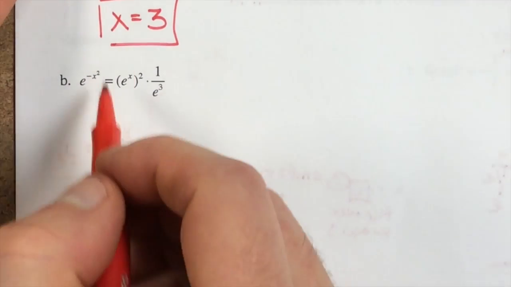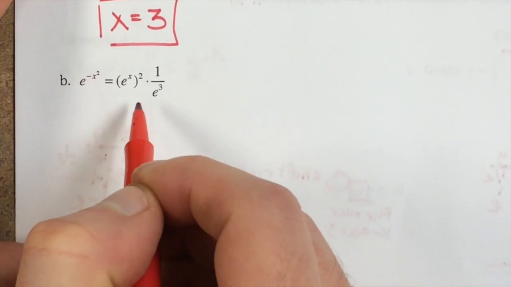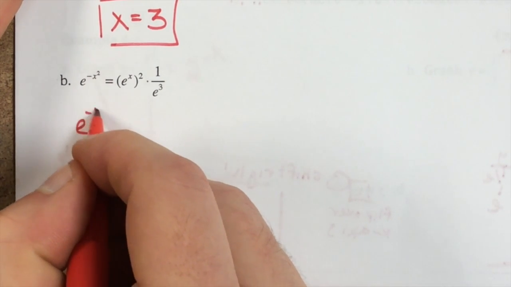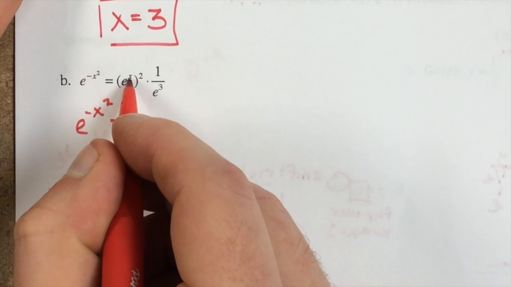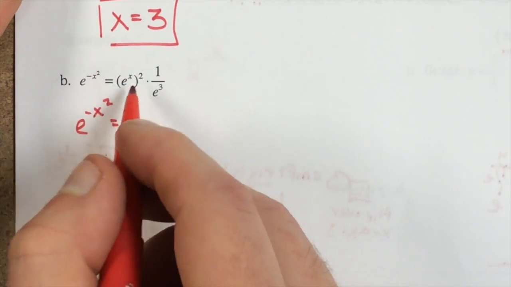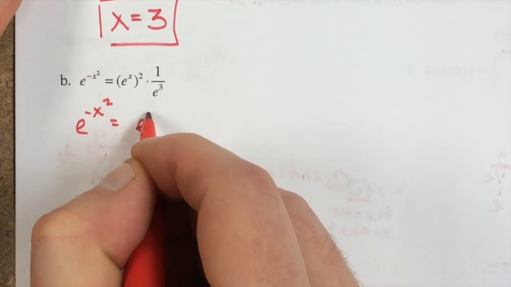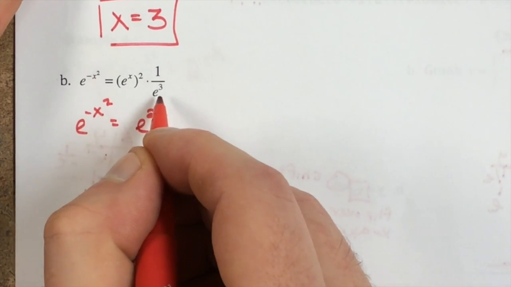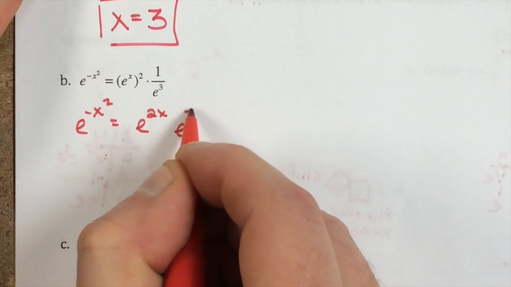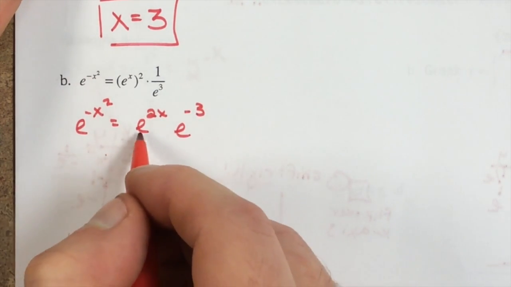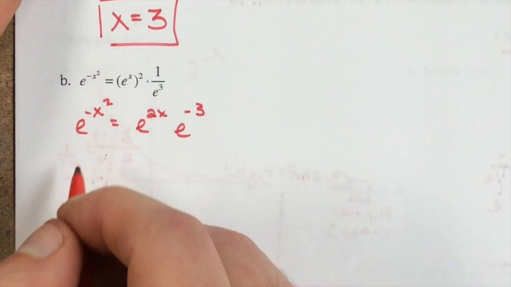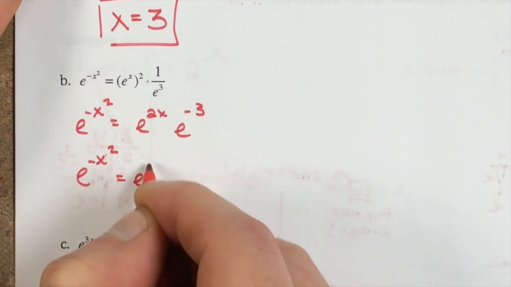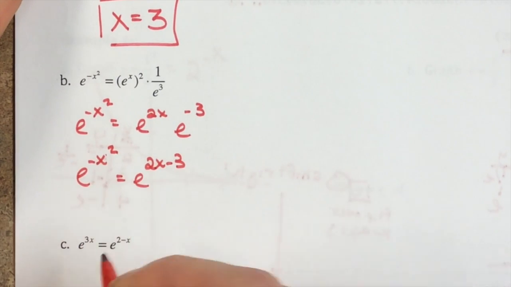Next up, we have this whole jumble. So let's see if we can get the same base here. e to the negative x squared equals, well, if I have an exponent on the outside, I multiply. So that's e to the 2x. And if I have 1 over e to the third, that's the same as e to the negative 3. When I have like bases, I add the exponents. So I have e to the negative x squared equals e to the 2x minus 3.